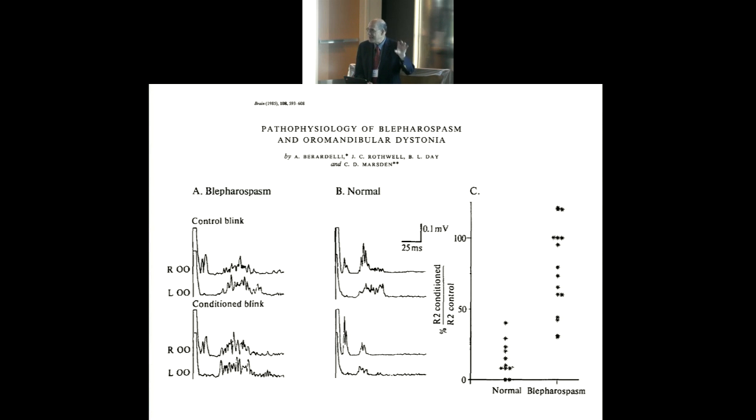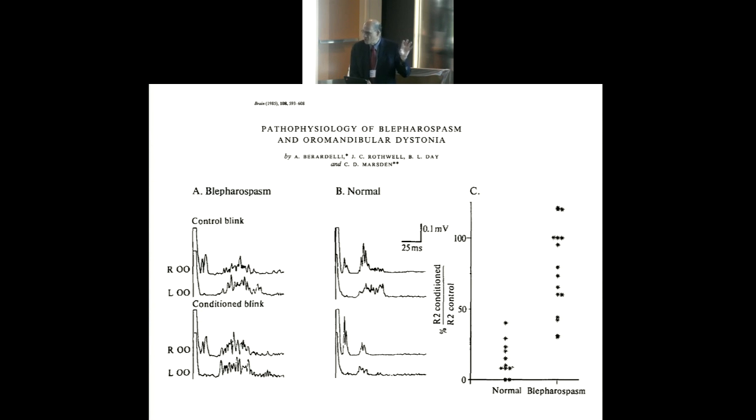If you do this in a patient who has blepharospasm, this is blink 1 and this is blink 2. You can see that there's less inhibition. So this is some evidence for that decreased inhibition that I was talking about earlier. Looking at a number of patients who have blepharospasm, this is the less inhibition compared to a group of patients who don't have blepharospasm. So this is evidence for this loss of inhibition, this very important factor.